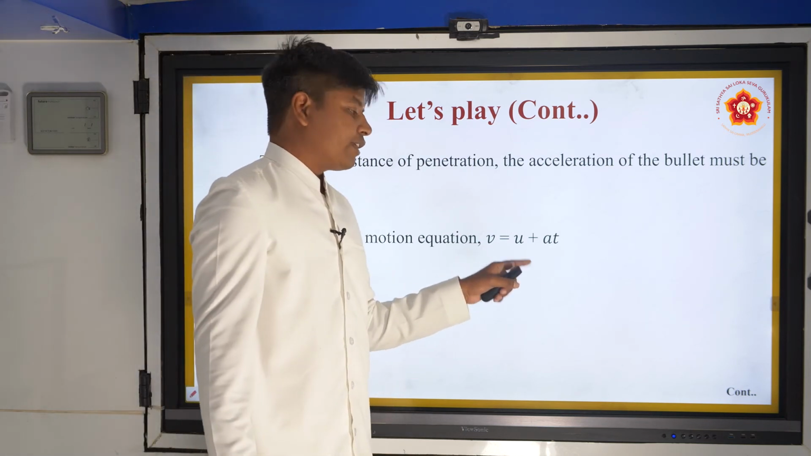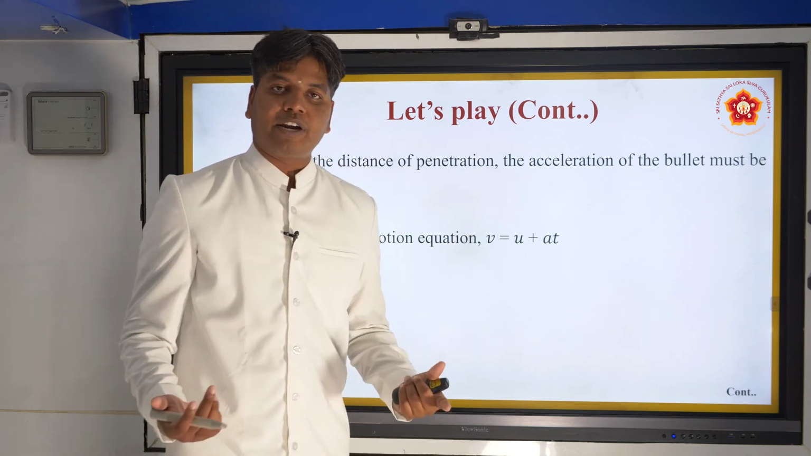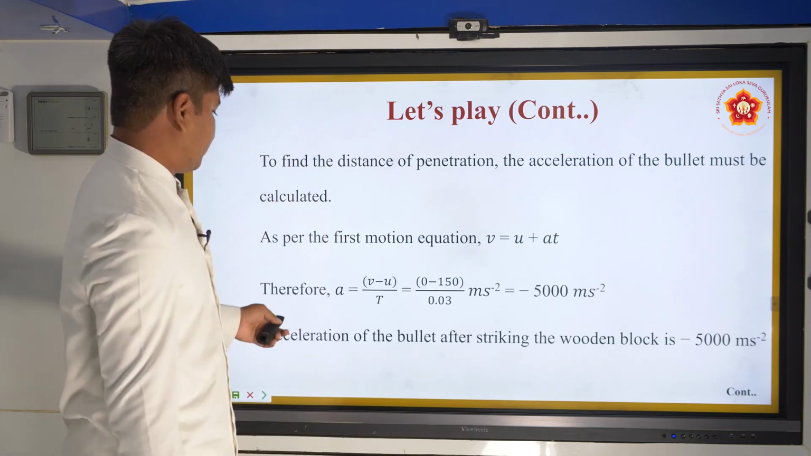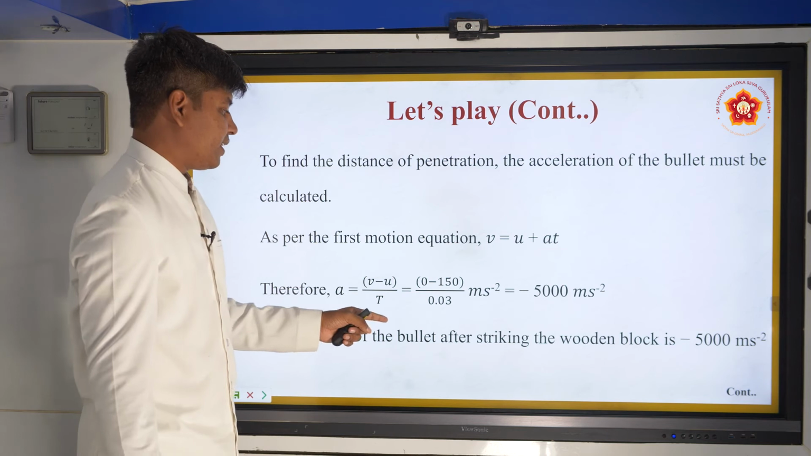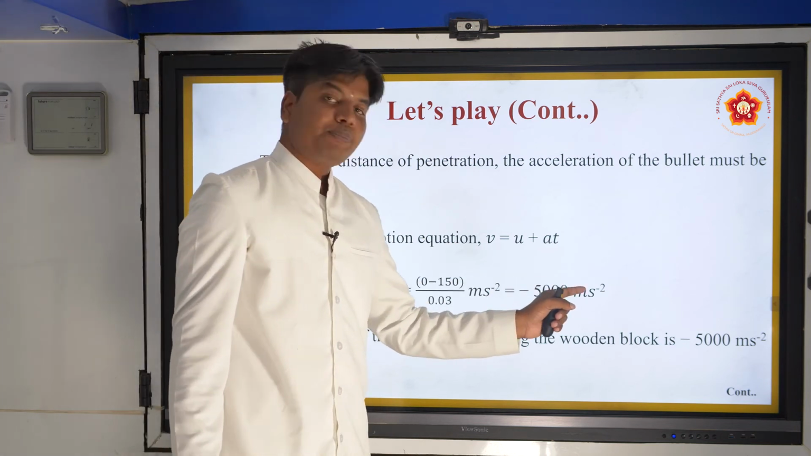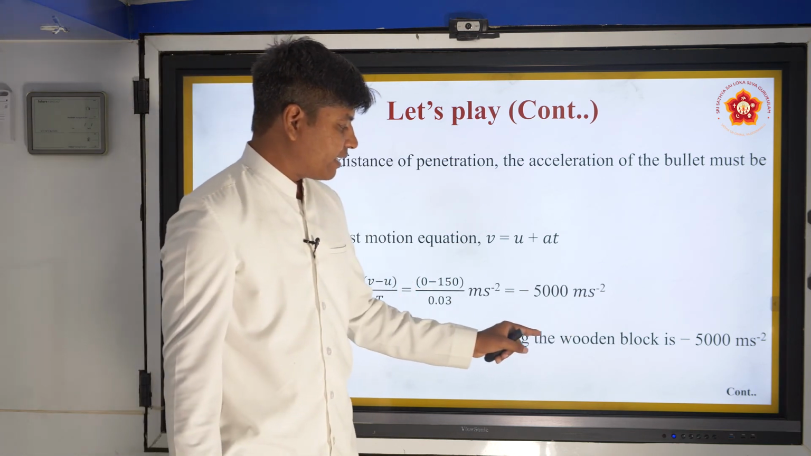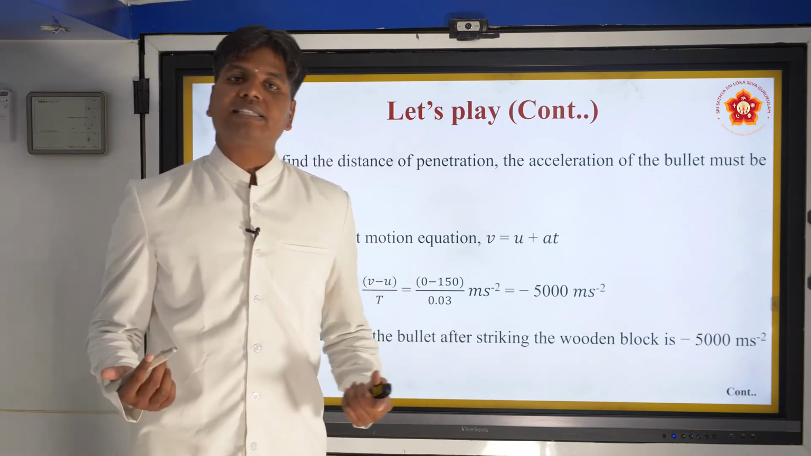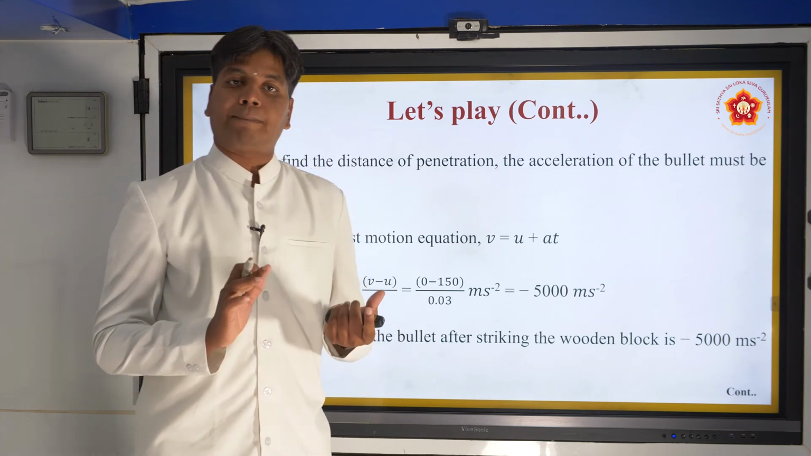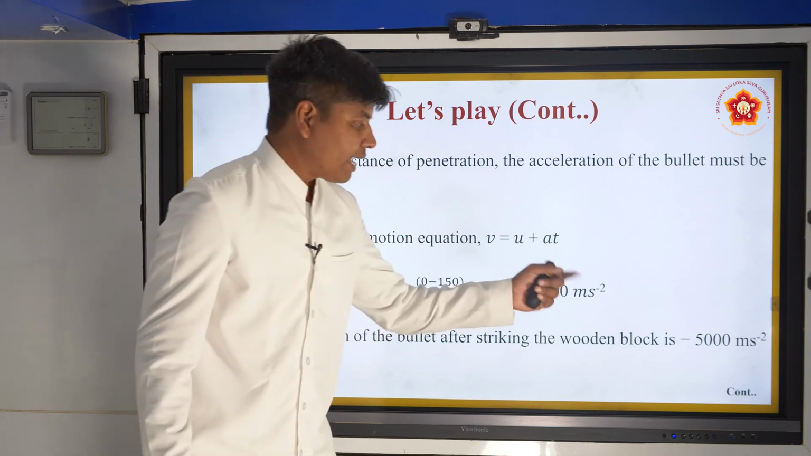Using the first equation, we have to calculate, because we already know v, u and t. Only acceleration is unknown. Therefore, a is equal to (v minus u) by t. So we worked it out, and it becomes minus 5000 meter per second square. So the acceleration of the bullet after striking the wooden block is minus 5000 meter per second square. Why minus? You already know that, because the force is applied against the motion of the bullet to stop it. That's why it has a minus sign.